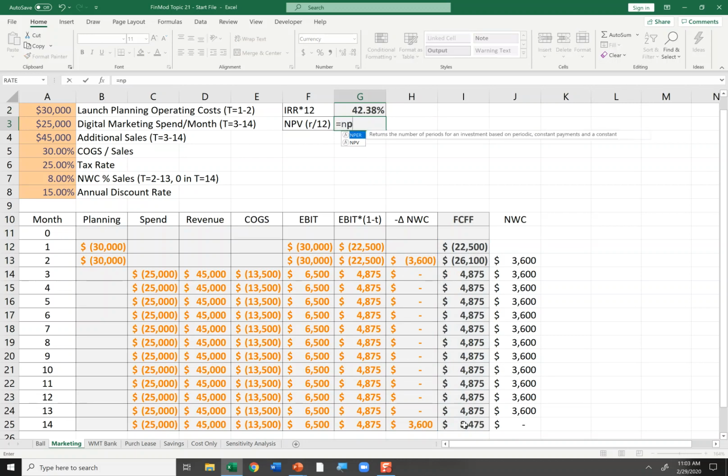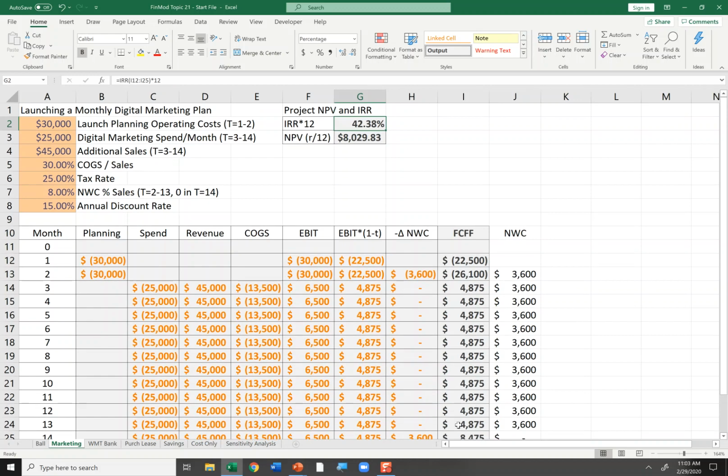And I'll do my NPV, where I put my annual discount rate divided by 12 to have a monthly discount rate, and then put in all the future cash flows. And since this starts in period 1, I can just start with the first cash flow. So this project has a 42% IRR and an $8,000 NPV. We should go ahead and do it.